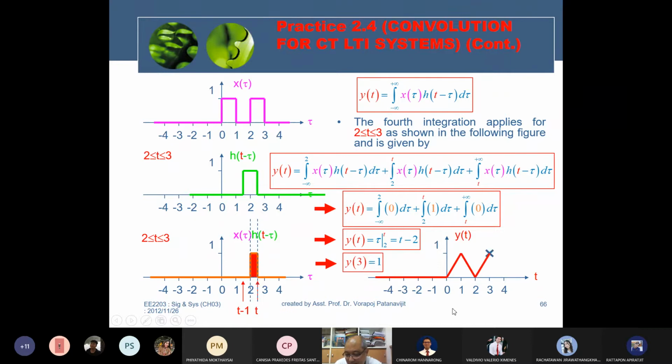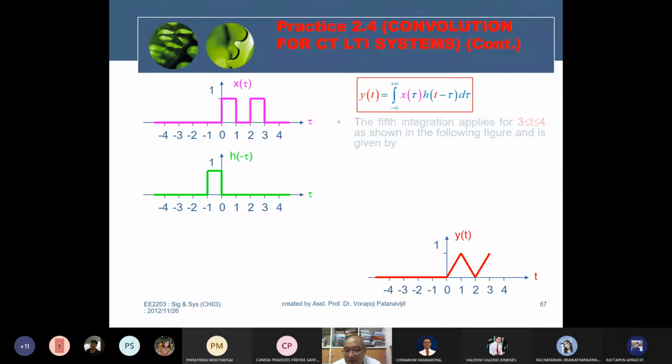The graph is linearly increasing from 0 to 1. You see that? The graph will be the result of the multiplication and the integration, which will show you everything.